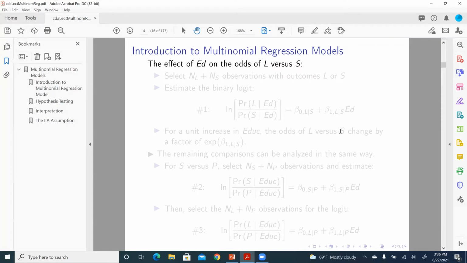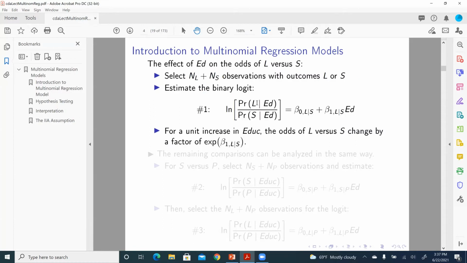Well, if we want to check into the effect of education on the odds of laborer versus skilled workers, then what we're going to do, we can run a binary regression. We can select corresponding subsamples. Here is n subscript L plus n subscript S observations with outcomes for y equal to L or S. Then we can estimate this binary logit, right?